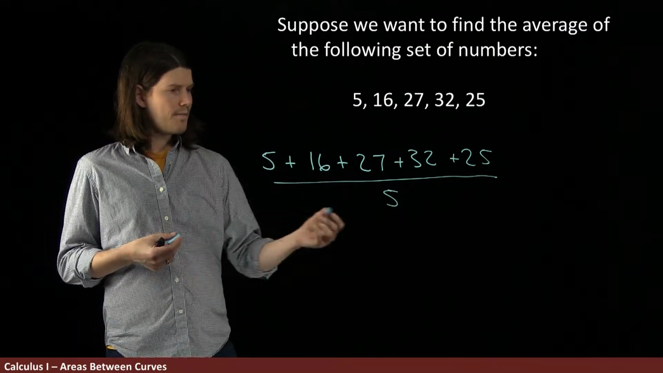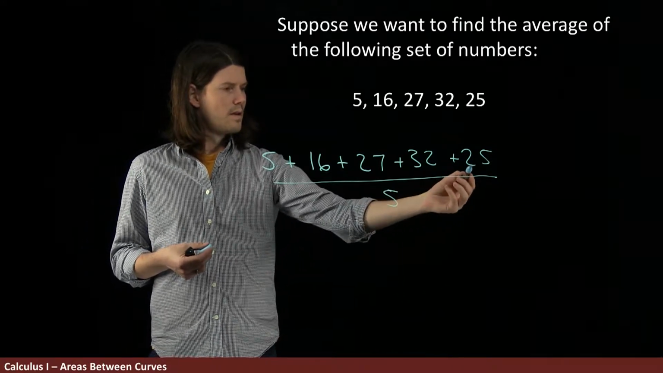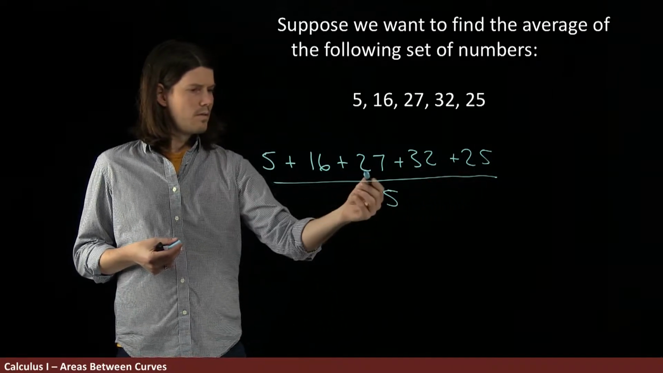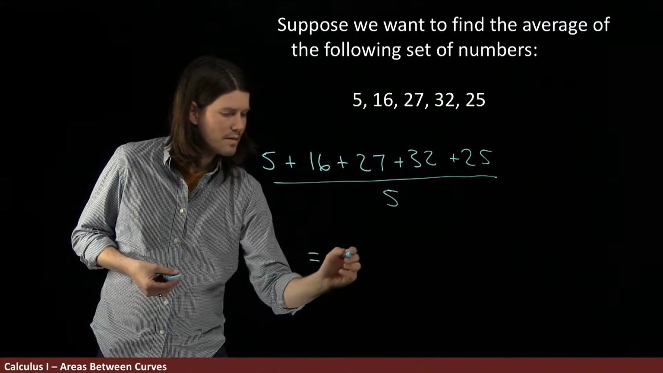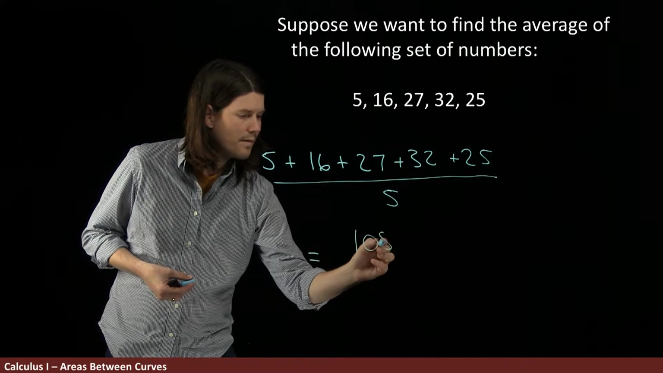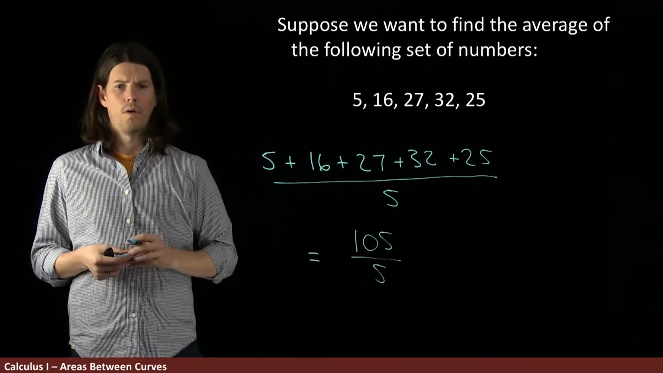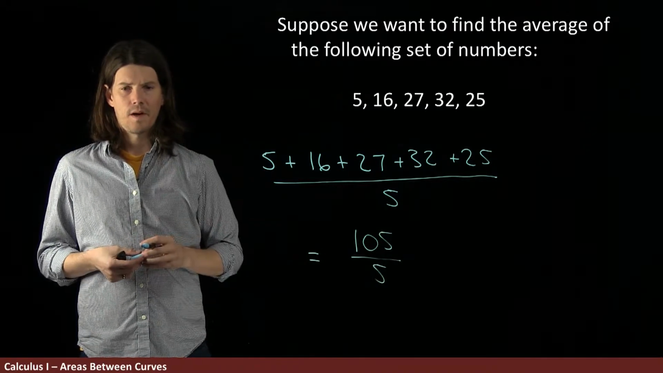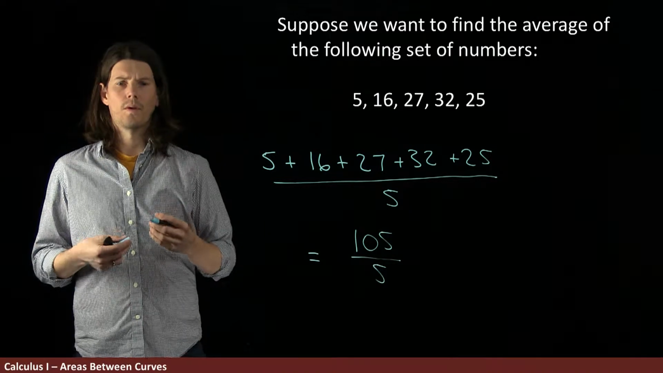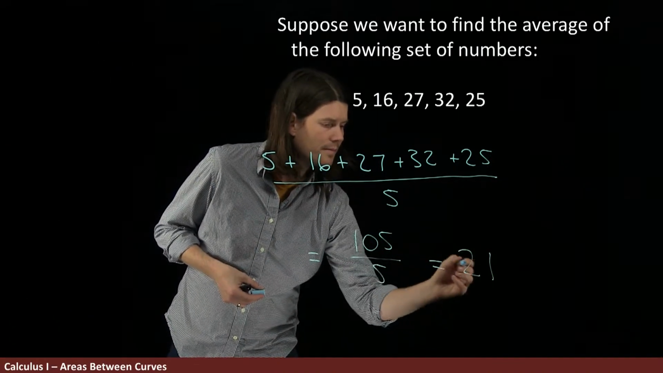It looks like I've got 25 and 5 is 30. Let's call that 62, 43. I believe this is 105 over 5. And we can reduce that. In this case, things worked out pretty nicely in terms of fractions and whole numbers and so on, and we end up with 21.